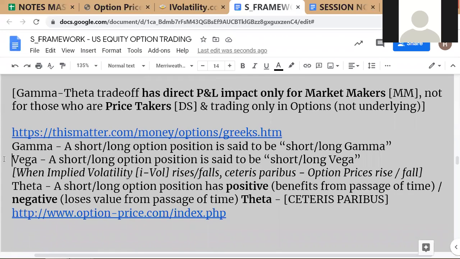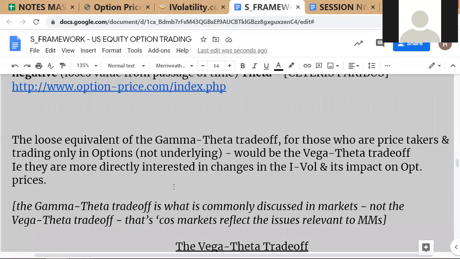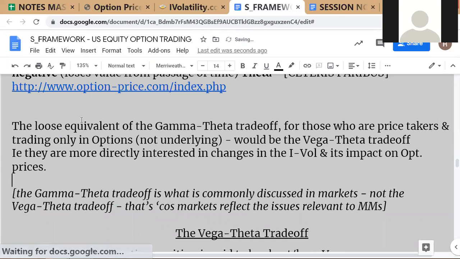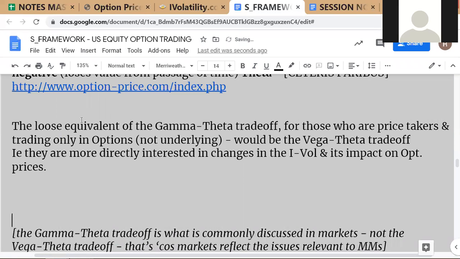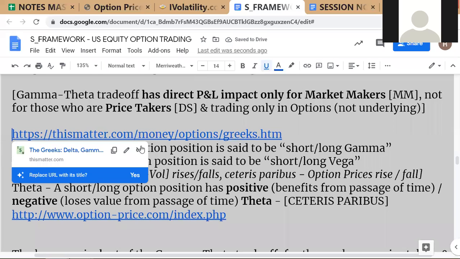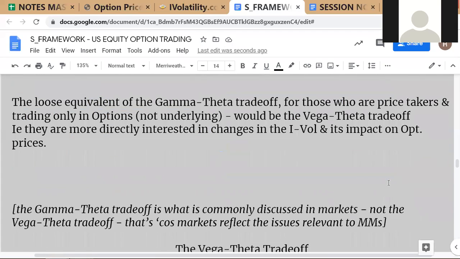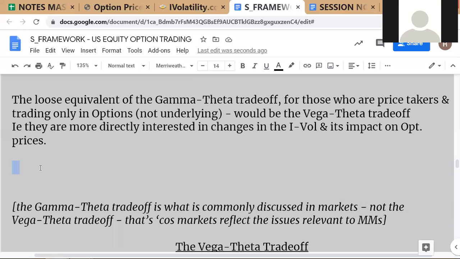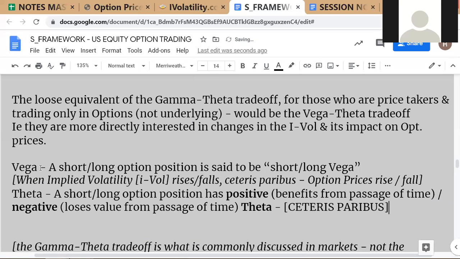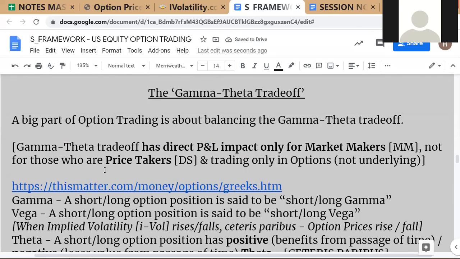Now, we will not put the Vega part of it right now here. Maybe what we'll do is add it later, and the Vega theta trade-off, we will add it here. We will add both of these and then we'll talk about it, okay? So let's understand this gamma theta trade-off.